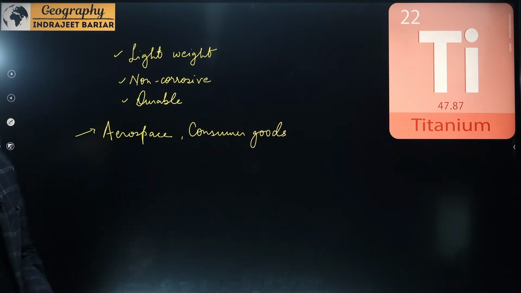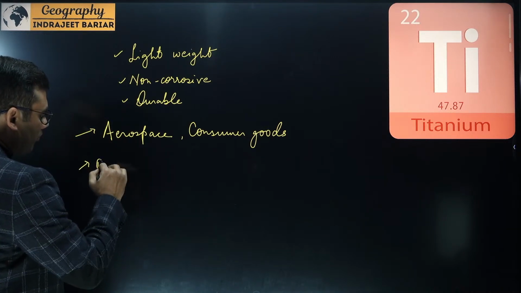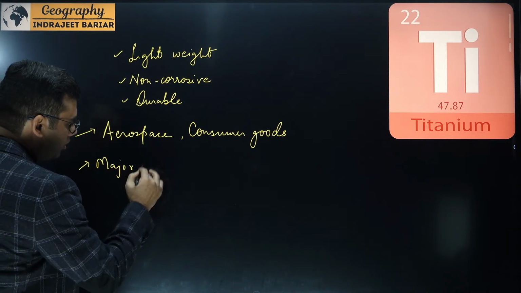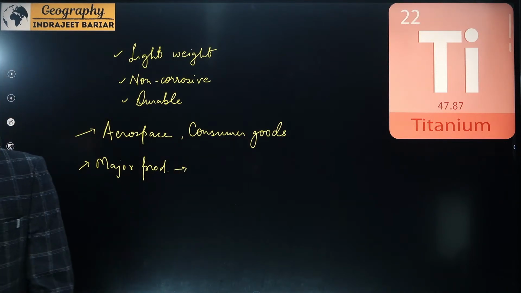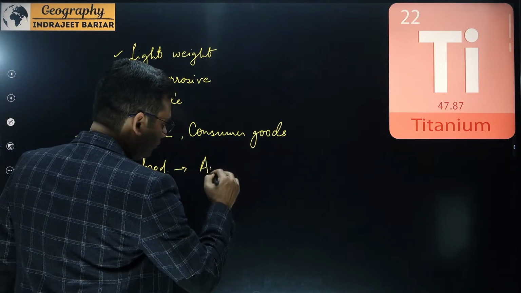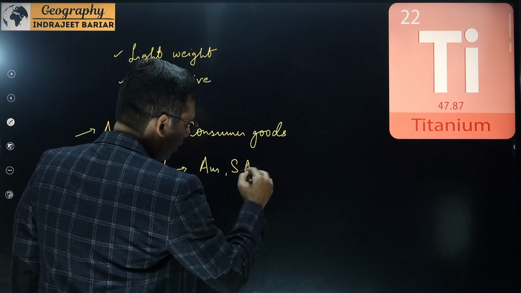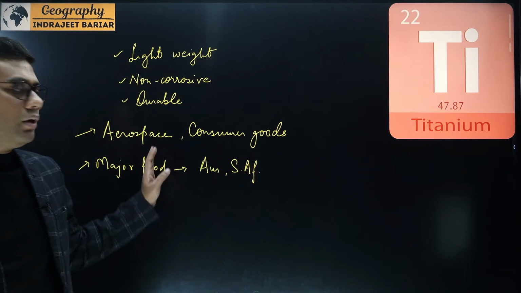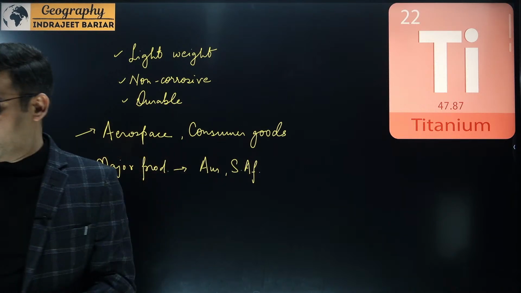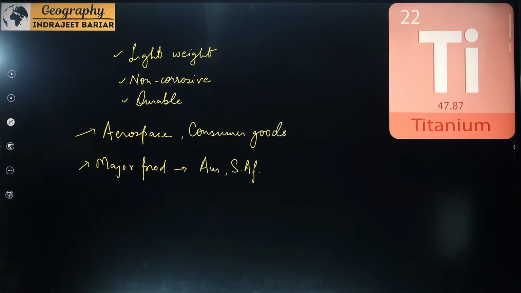In the case of titanium, if we see who the major producers are, they include countries like Australia and South Africa. So these are the two critical minerals that the article has been talking about.